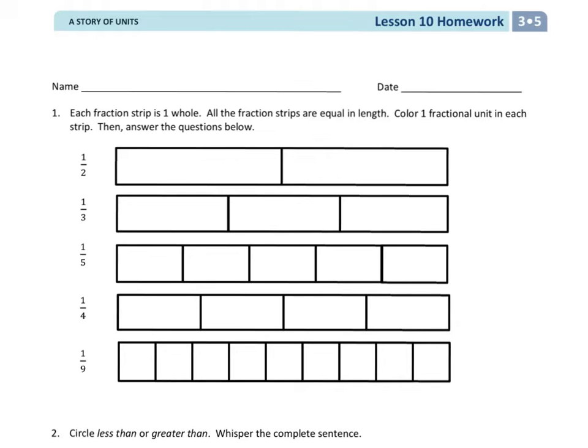The directions for the first question say, each fraction strip is one whole. All the fraction strips are equal in length. Color one fractional unit in each strip, then answer the questions below. So the first thing I have to do is, for the 1/2, I have to color in one of these whole boxes.